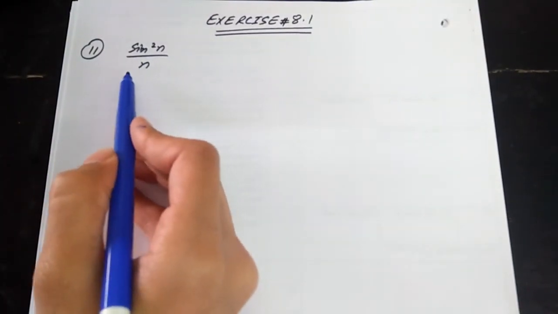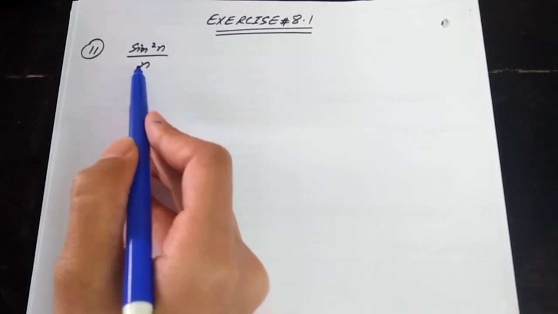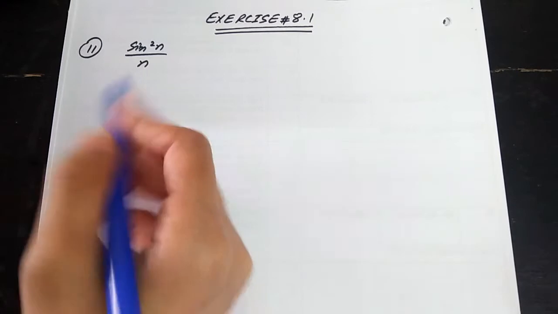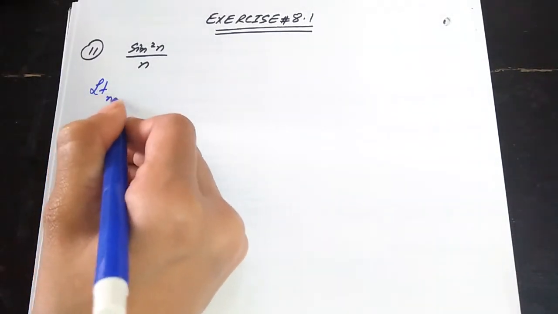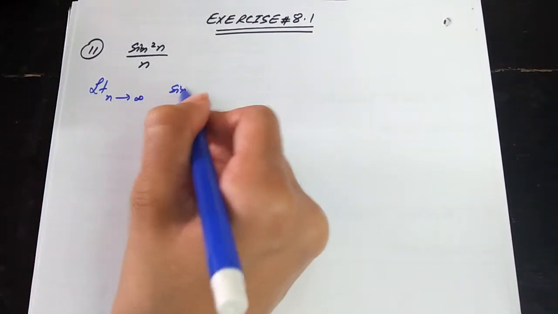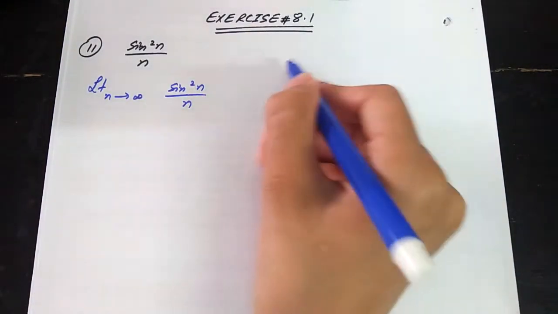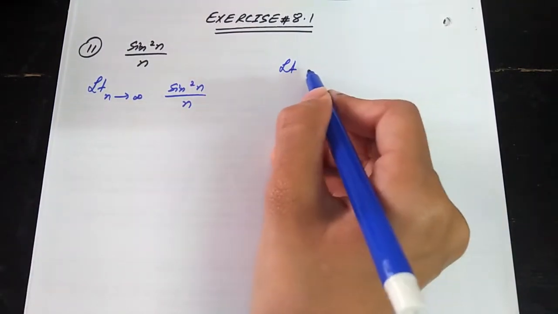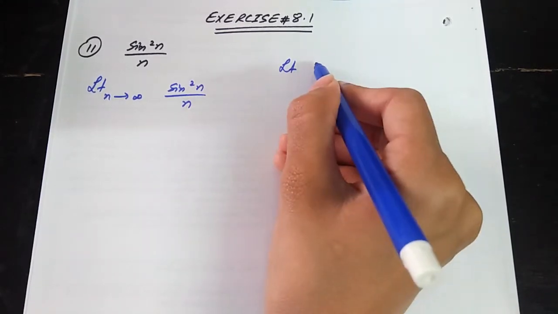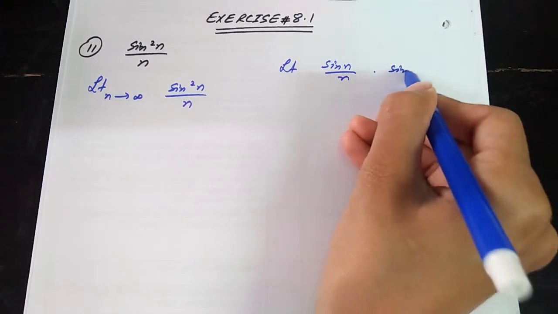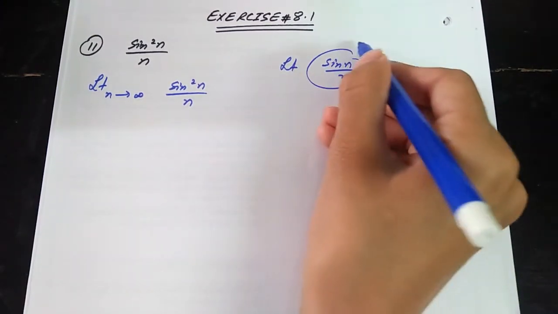Question number 11, sine square n over n. You need to check whether this nth term of the sequence converges or diverges. Applying the limit n approaches infinity, sine square of n over n. We can directly do it like we were doing in the limits questions: just break it into sine n over n and then sine of n, and this thing will give us 1.